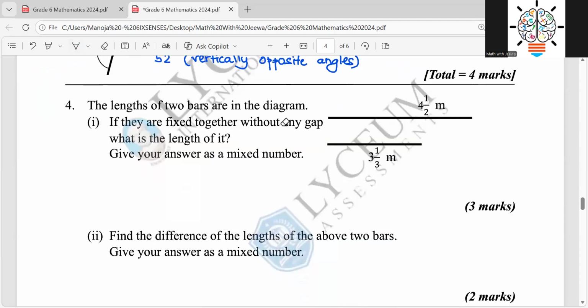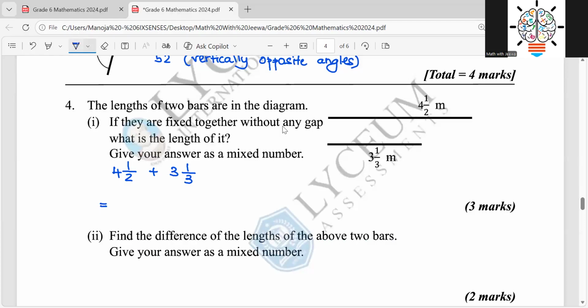The lengths of two bars are in a diagram. If they are fixed together without any gap, what is the length of the bar? So what does that mean? Simply, you add 4.5 meters and 3 1/3 meters.